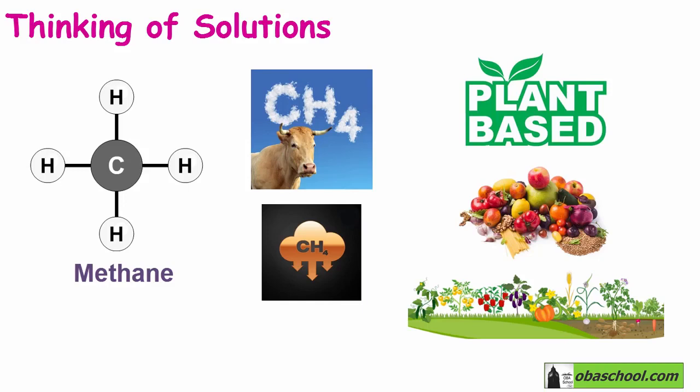So if we decrease the demand for beef by depending on plant-based diets, farmers will use their fields to grow crops and vegetables instead of feeding their animals. Consequently, we will have less cattle and thus less methane is produced.